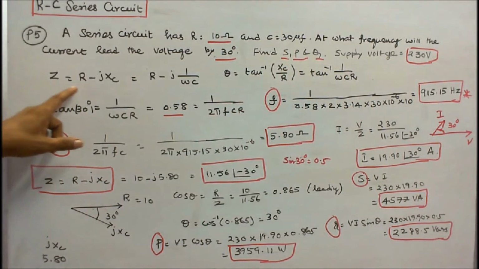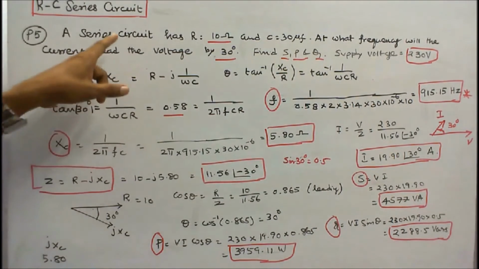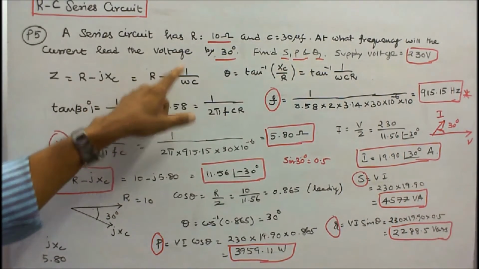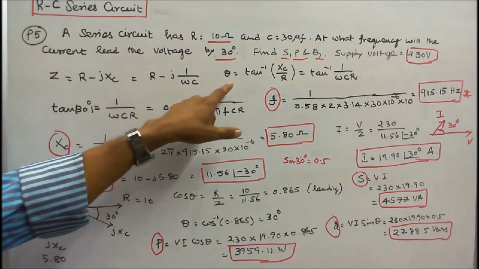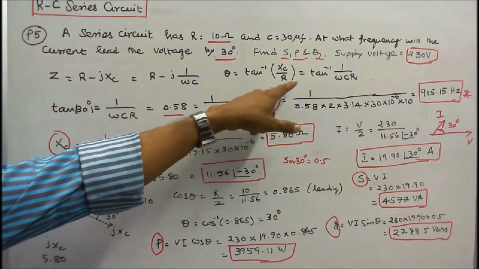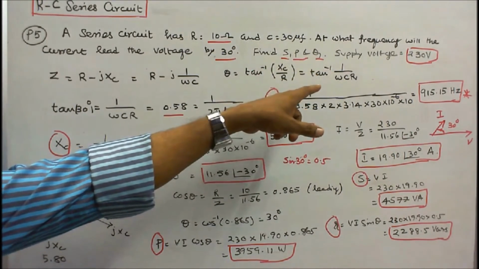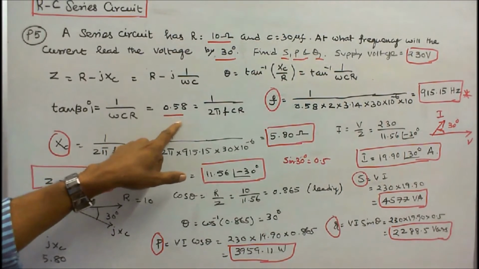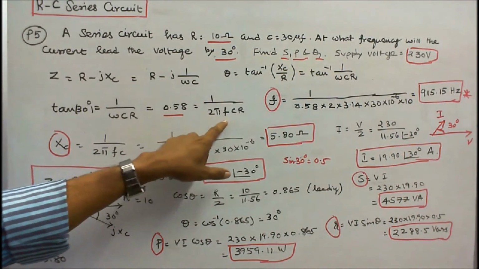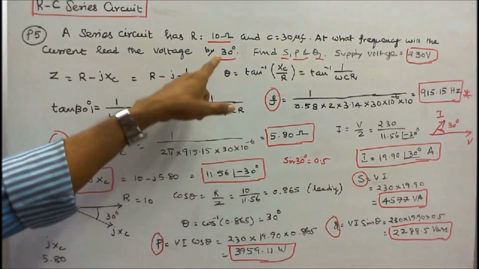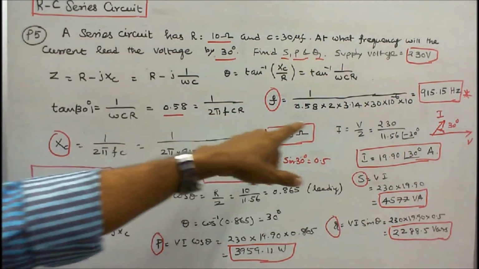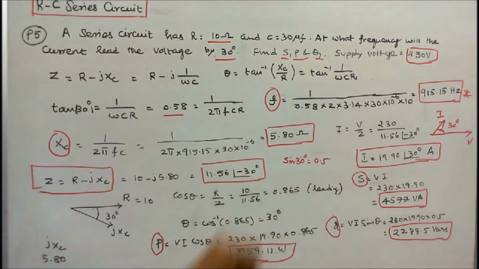Z = R − jXc. The circuit is a capacitive circuit, so Z = R − j(1/ωC). θ = tan⁻¹(Xc/R) = tan⁻¹(1/(ωCR)). Here θ is given as 30 degrees. Tan 30 = 0.58 = 1/(2πfCR). C is given as 30 microfarads, R is given as 10, so I can find f. f = 915.15 hertz.